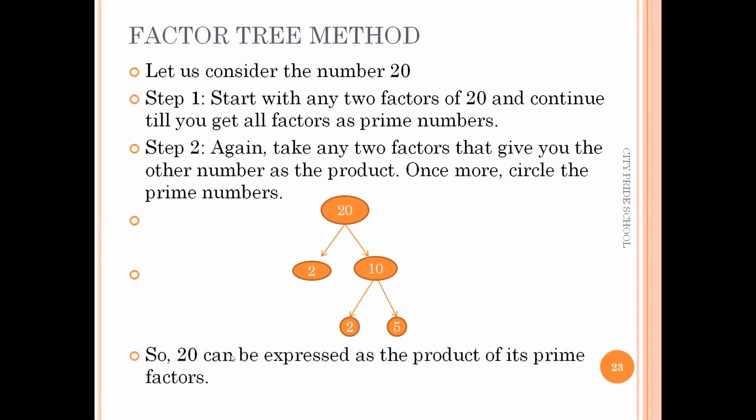So 20 can be expressed as the product of its prime factors. So we can write 20 is equal to 2 multiplied by 2 multiplied by 5. So 5 2s are 10 and 10 2s are 20, and all these factors are prime factors only.